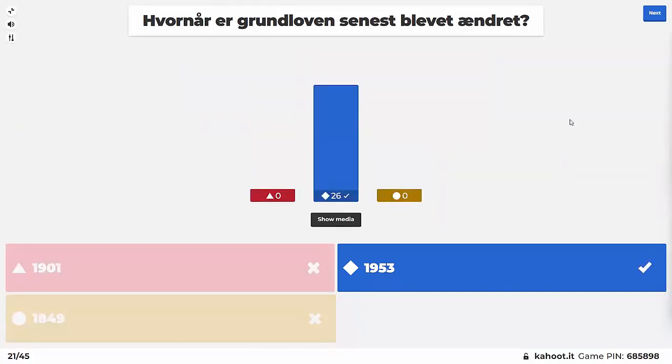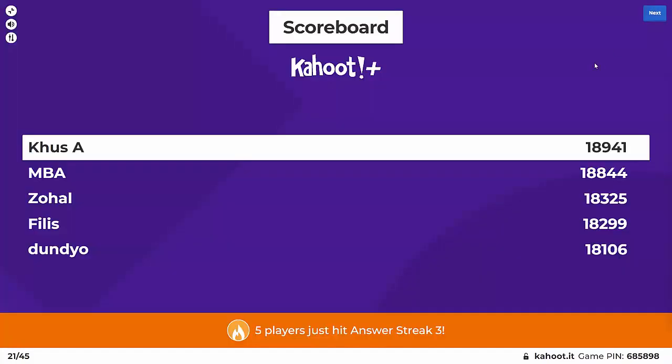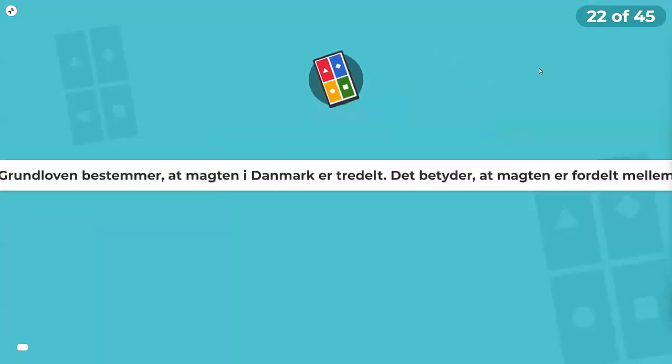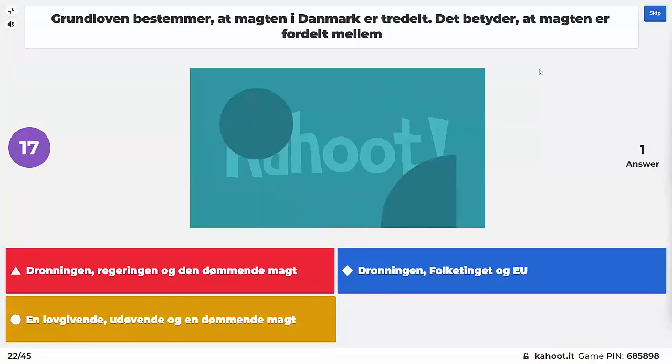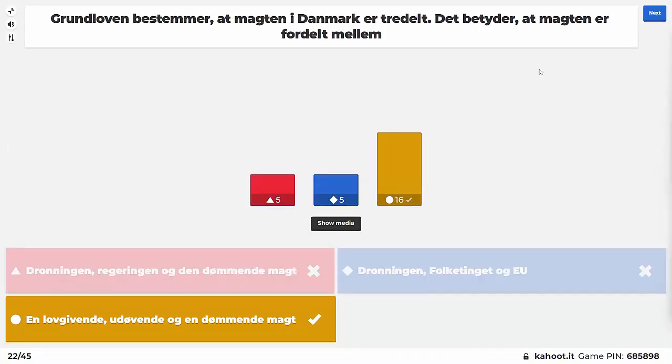All right. Perfect. Static, top 5. 5 players just hit an answer streak of 3. We just talked about this. Yes, we just talked about this, right? So the power is, you got the legislative power, the executive power, and the judiciary. In Danish, lovgivning, udøvende magt, I don't know how to say that, and dømmende magt, right?